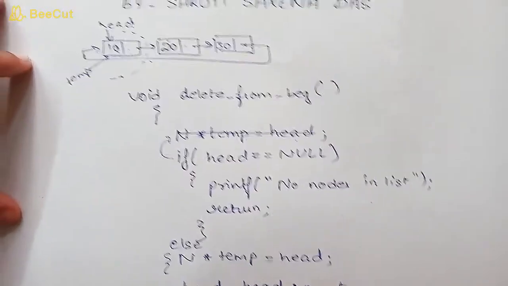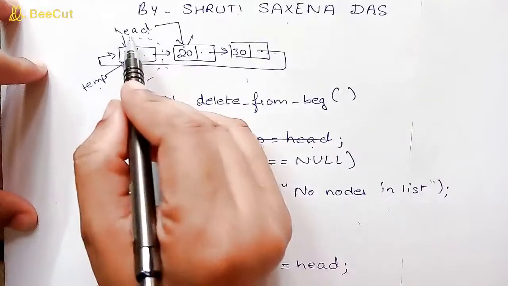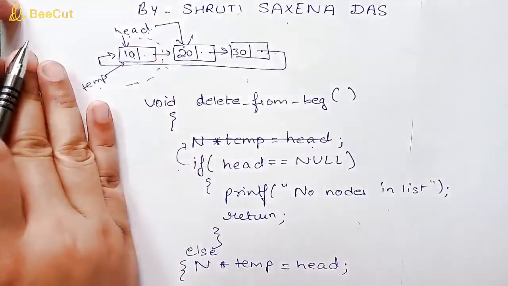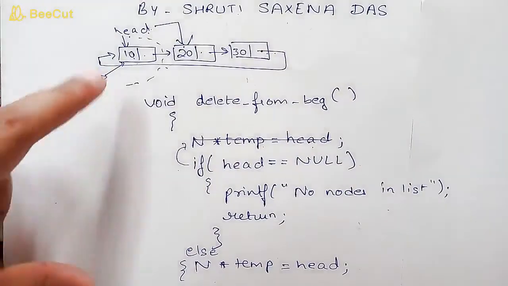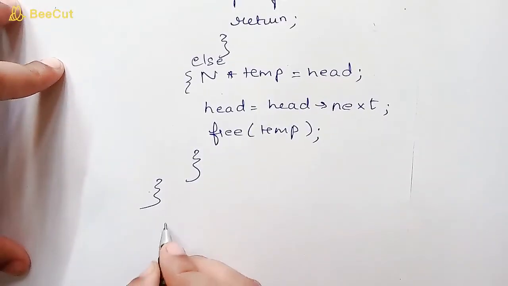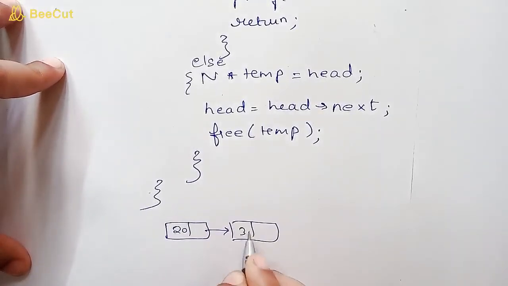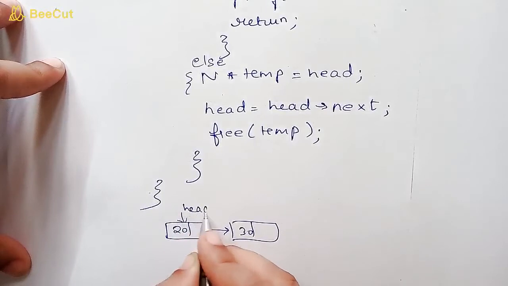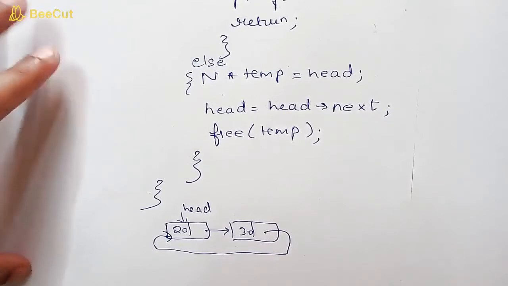What I'm doing is, head will now point to head next, that means this particular node, and free temp. So this node will be deallocated. Your list after deletion will look something like this. You'll be having 20, you'll be having 30, your head must be pointing to this node, and 30 must be containing the address of head. So it will be like this after deletion from the beginning.